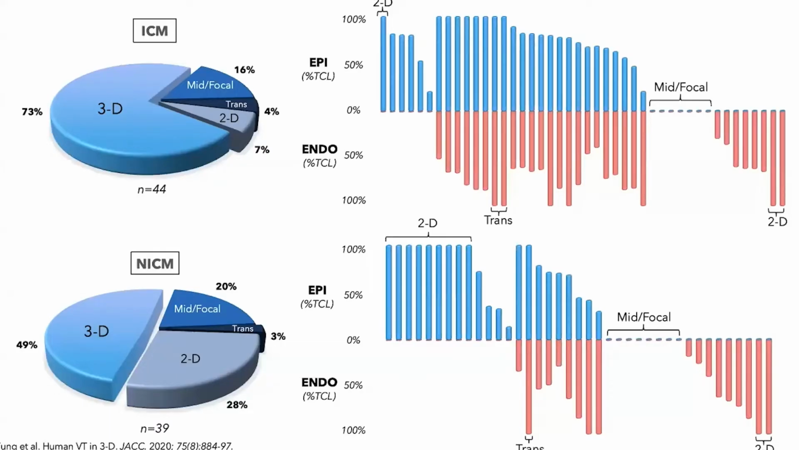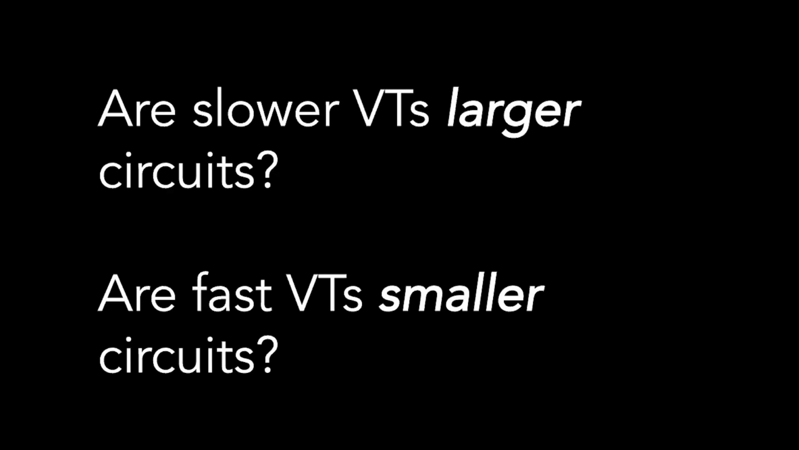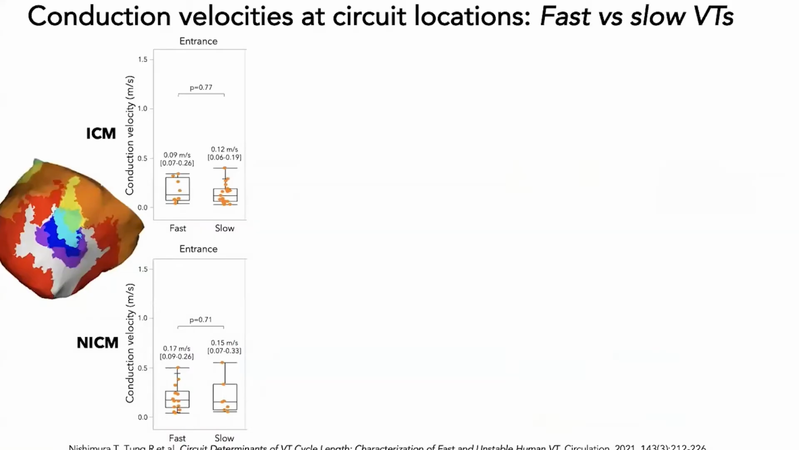We found again that the vast majority of these circuits consist of 3D circuitry where you have partial circuitry on the endo, partial on the epi. And here again, you can see that in 73% of ischemic cardiomyopathy, if you map the endocardium and the epicardium, you will find components of the circuit on both surfaces. In non-ischemic cardiomyopathy, it tends to be more compartmentalized, but three-dimensional circuitry is the most predominant. Lastly, are VT circuits larger that are slow, and are the faster ones small?